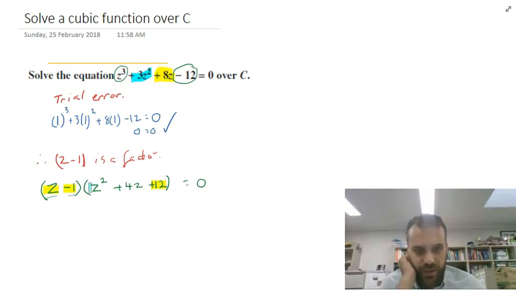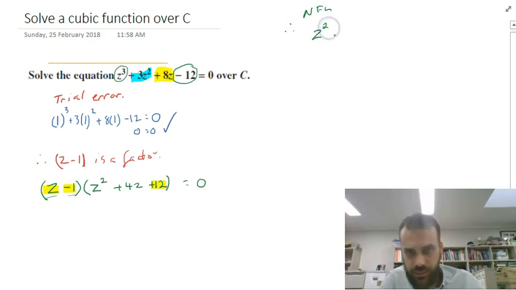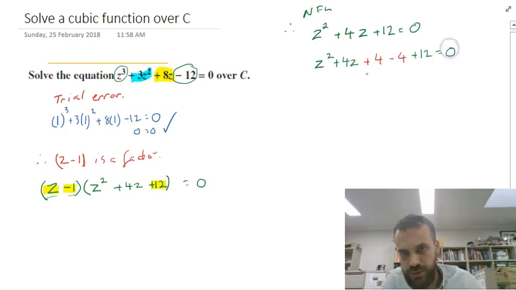Alright, so now I've got a quadratic. Now I just need to solve the quadratic for 0, because this equals 0, this equals 0. So therefore, null factor law, z squared plus 4z plus 12 equals 0. I can solve this by completing the square. z squared plus 4z, and then half of that, square it, plus or minus, so that's plus 4 minus 4 plus 12 equals 0. This is going to be a perfect square. The rest of it's going to be plus 8. And we can work from there.